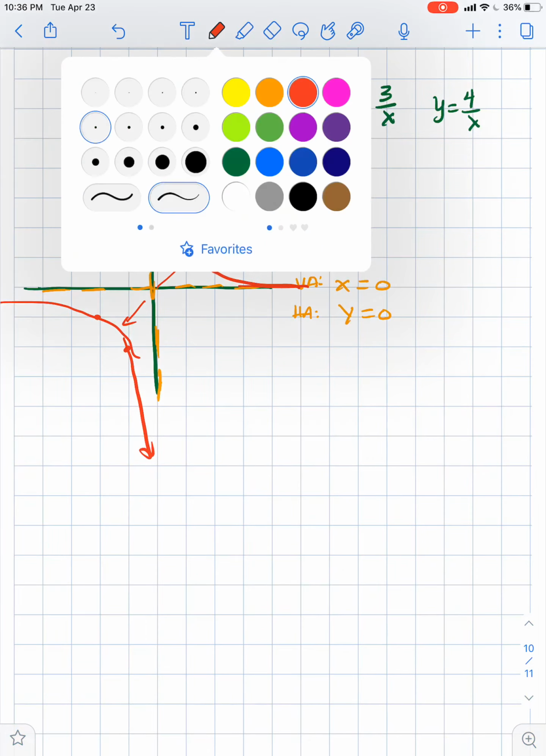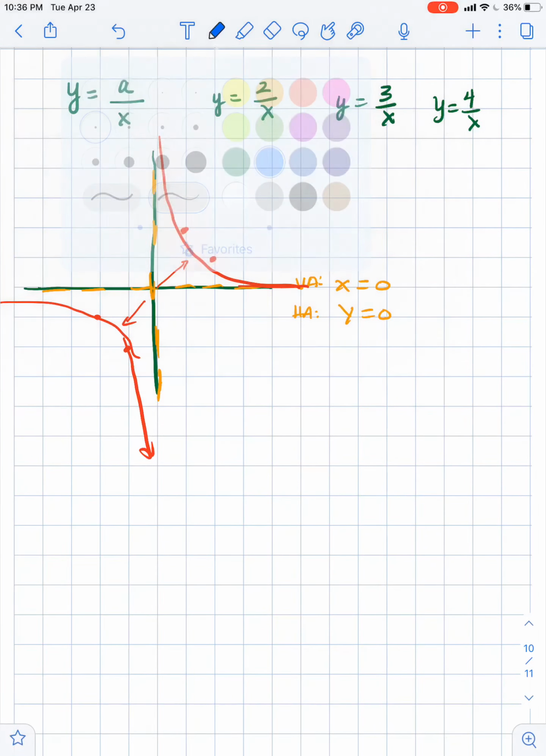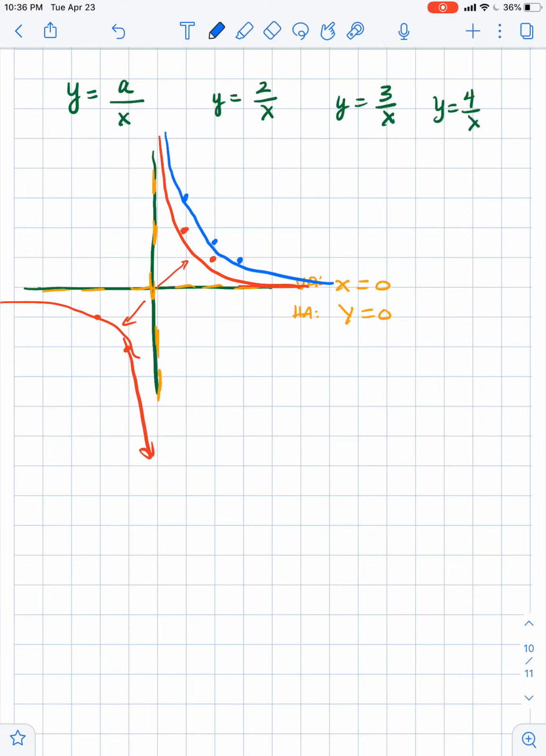Okay? If I have a 3, then when I put in a 1, it would be 3 over 1 is 3. 3 over 2 would be 1.5. 3 over 3 would be 1. And do you see how it's going to take that graph and it's going to move it out? So again, in here, it's going to move it out.